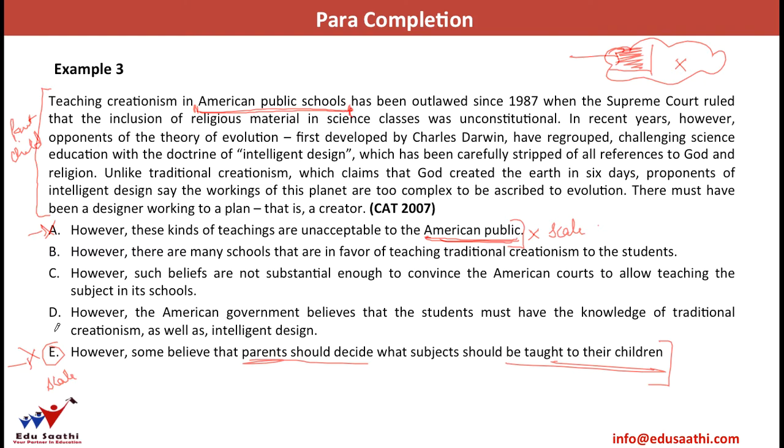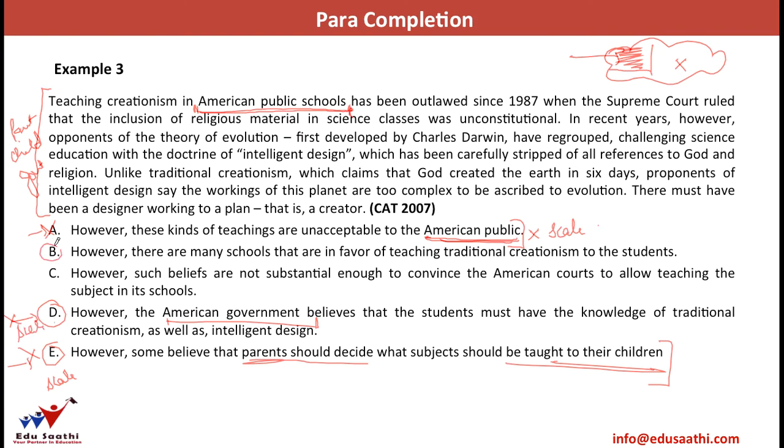I move to option number D, American government. Again, we are not talking about government anywhere in the passage. We are just talking about public schools, and how they are explaining what all things are, like what is basically the illusion. So it is again violating the scale. I'll remove this alternative as well.